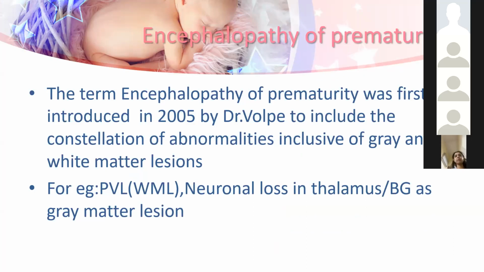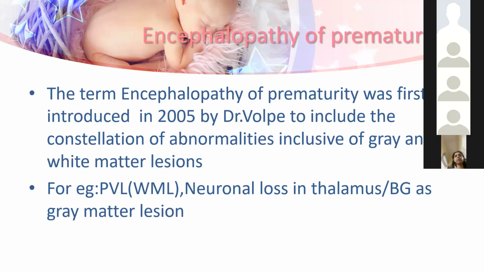So I started off saying what is encephalopathy of prematurity. During the 80s to the early 2000s, when there was substantial research going on to identify the pattern of injury in the preterm brain, they found that there are a tremendous amount of lesions, and they were not able to classify all these lesions under one head. At this time, Dr. Joseph Volpe, who is based in Boston, proposed the term encephalopathy of prematurity. This term was introduced to include all these abnormalities under this one head.